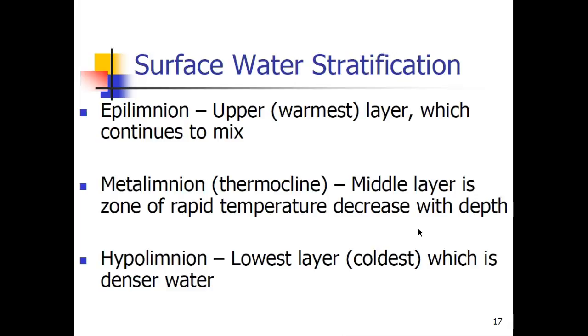So here we go again. The epi is the upper, the warmest layer, which continues to mix. The meta, or the thermocline. That's the one term that can be used either way, metalimnion or thermocline. It's the middle layer, which is the zone of rapid temperature decrease with depth. And then the hypolimnion, which is the coldest layer, which is the denser water.